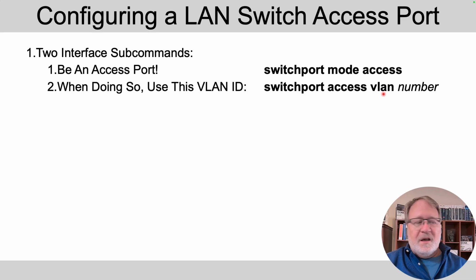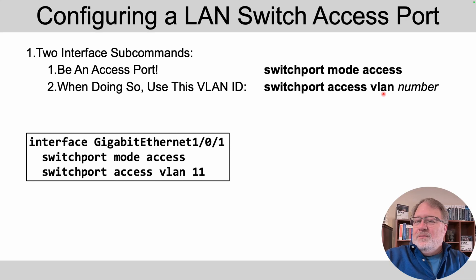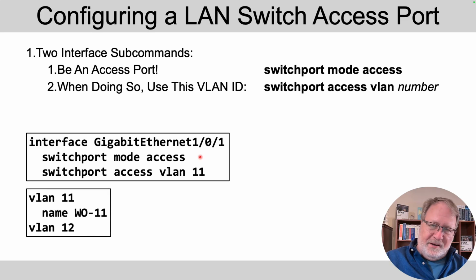For instance, we've got port 1, gigabit Ethernet 1/0/1. We get into interface config mode for that port. Be an access port. And when you do that, be an access port in VLAN 11. There you go. Now that presumes that we've already configured the VLANs. So just a reminder, we created VLAN 11 and 12 before, so I'm assuming that. And now we've made that port an access port per that command in VLAN 11 per the second one.